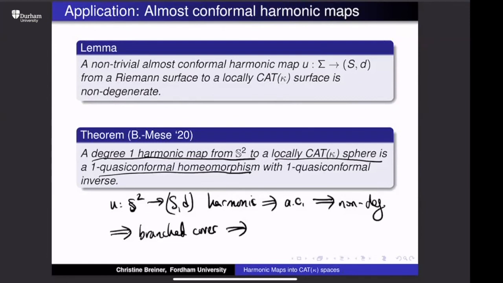But the problem is that every point in the domain has to have the same sign on its local degree. And so we use degree theory here to get that it's a homeomorphism. Okay. And then you can get the one quasi-conformality from some relatively straightforward calculations on the almost conformal Alexandrov tangent maps.